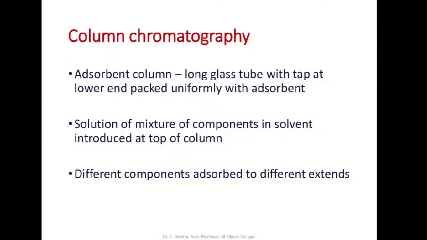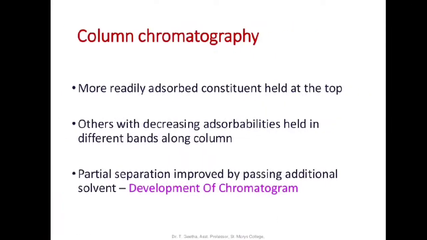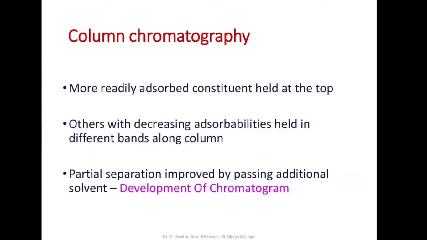In column chromatography, the mixture to be separated is introduced at the top of the column, followed by addition of mobile phase. As different components percolate through the column, they are adsorbed onto the stationary phase to different extents. The process of desorption occurs when the column is irrigated with a solvent. As a result, the components which are held loosely travel faster down the column than those adsorbed strongly. This results in separation of the mixture into bands, and the process is called development of a chromatogram.